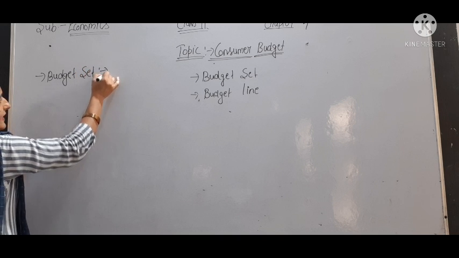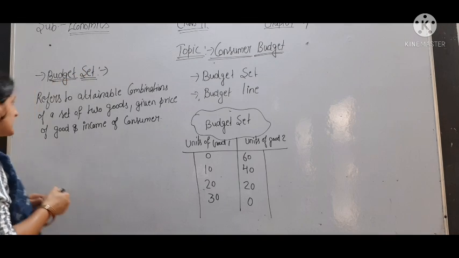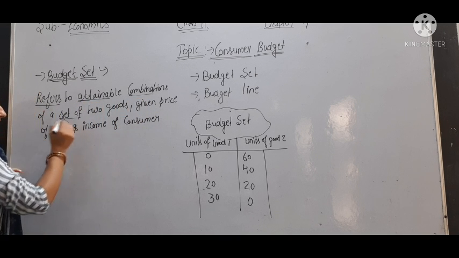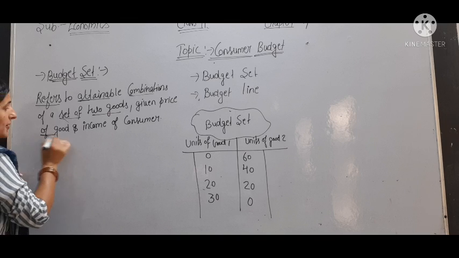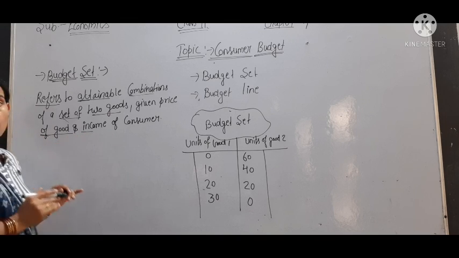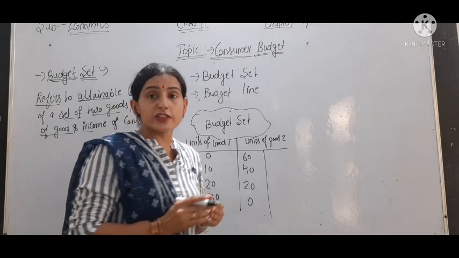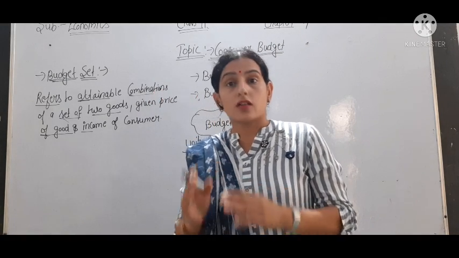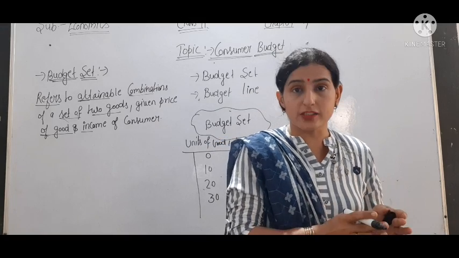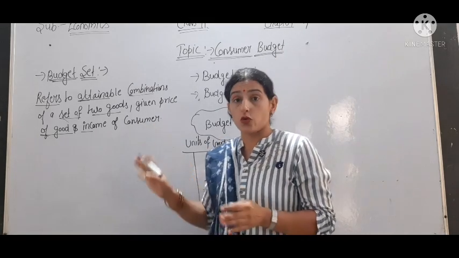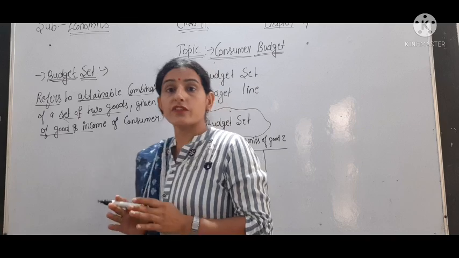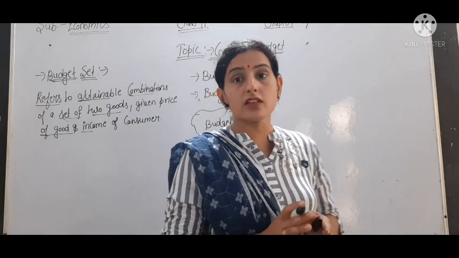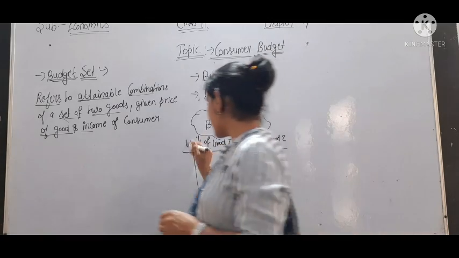So the budget set refers to the attainable combinations of a set of two goods, given the prices of the goods and the income of the consumer. It means it shows what can be attained, that is, these combinations are within the budget of the consumer. Okay, so we will understand this through this table.